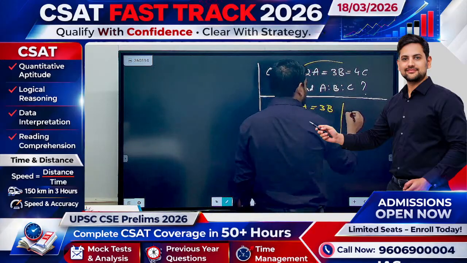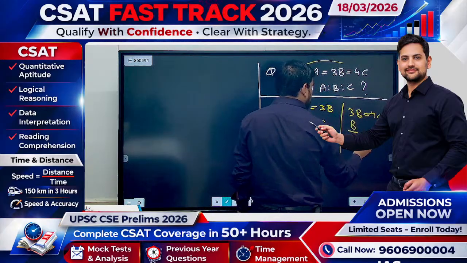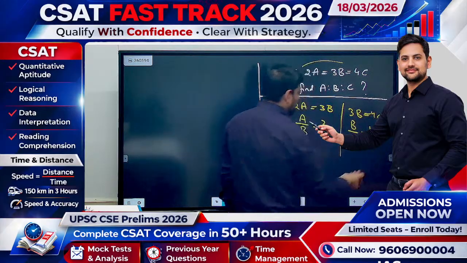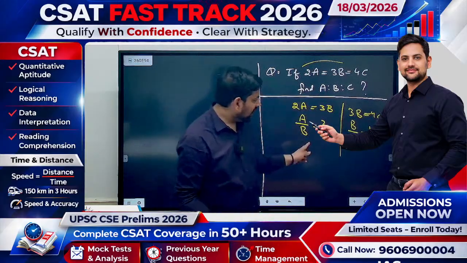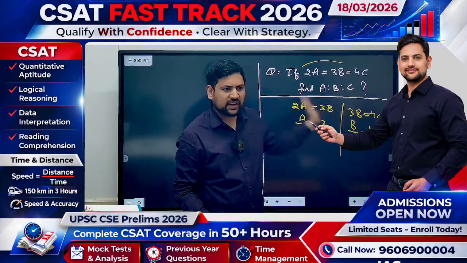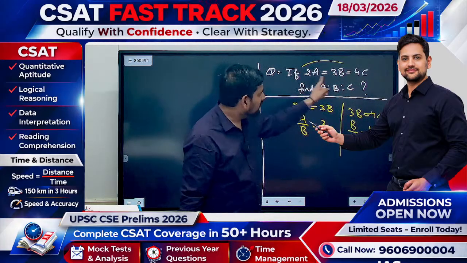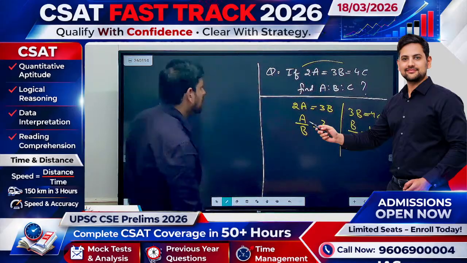Similarly, I can get the ratio from 3B is equals to 4C. So B by C becomes 4 by 3. Now I have A ratio B and B ratio C, and A, B, C ratio I can find out using the earlier method. Now, another method that we generally use when it is given in equality form is this.